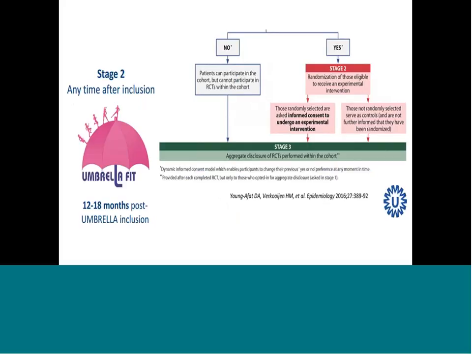And then the second stage is, when the trial inclusion and exclusion criteria have been applied, and if we look at the right-hand side, those who've consented are randomized to either receive the experimental intervention or not. Those that are randomly selected are asked for their consent to actually receive the intervention. But those randomly selected to serve as controls are not further informed that they've been randomized. I hope that makes sense.